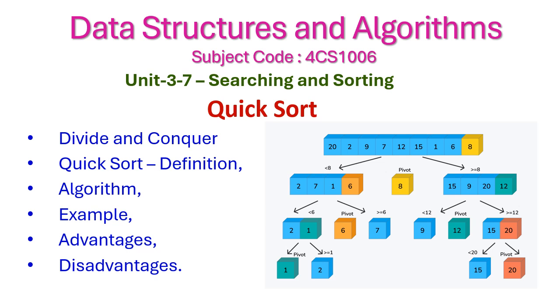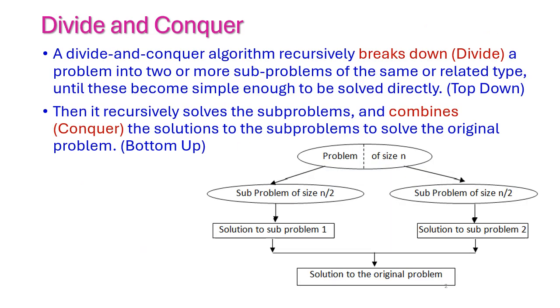In this data structure class, we will see the quick sort from third unit searching and sorting. In today's class, we will see the divide and conquer algorithm, because quick sort adopts the divide and conquer methodology for its sorting technique. Then we will see the definition of quick sort. After that, the algorithm for quick sort. Then we will see some examples, and finally we will see the advantages and disadvantages of quick sort.